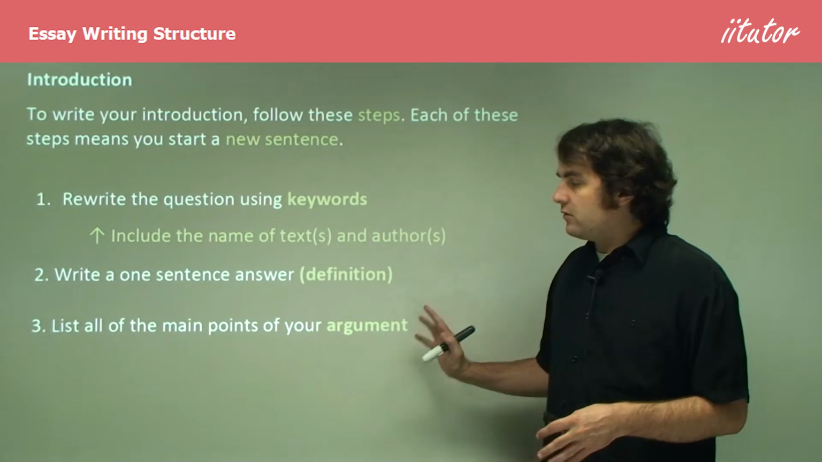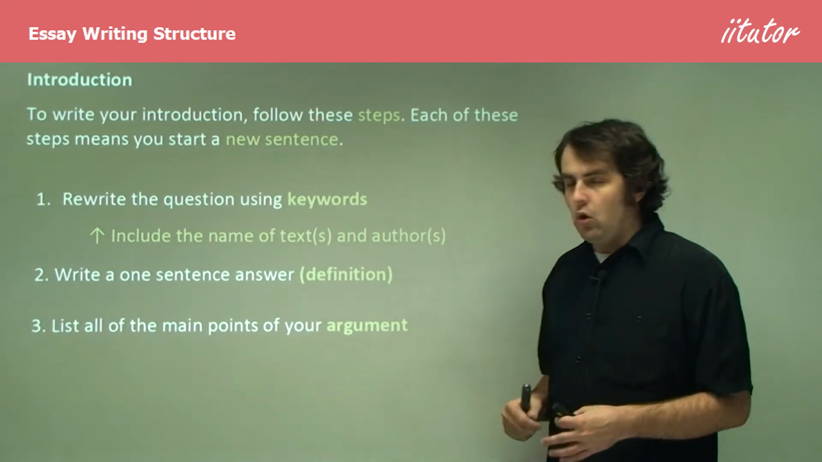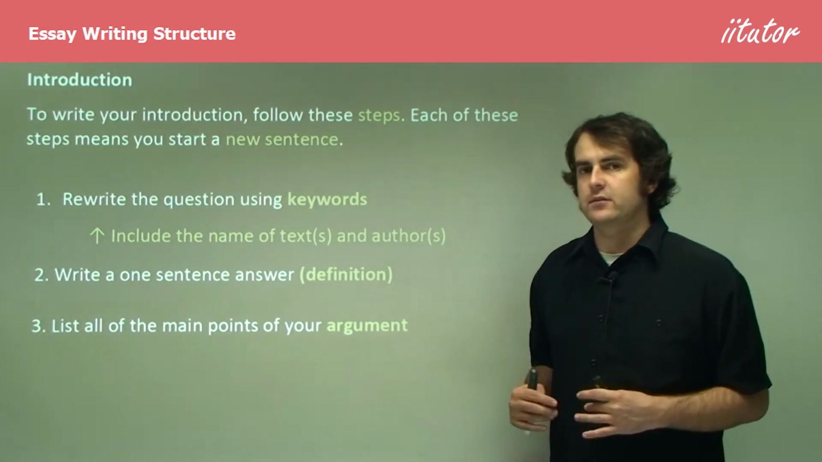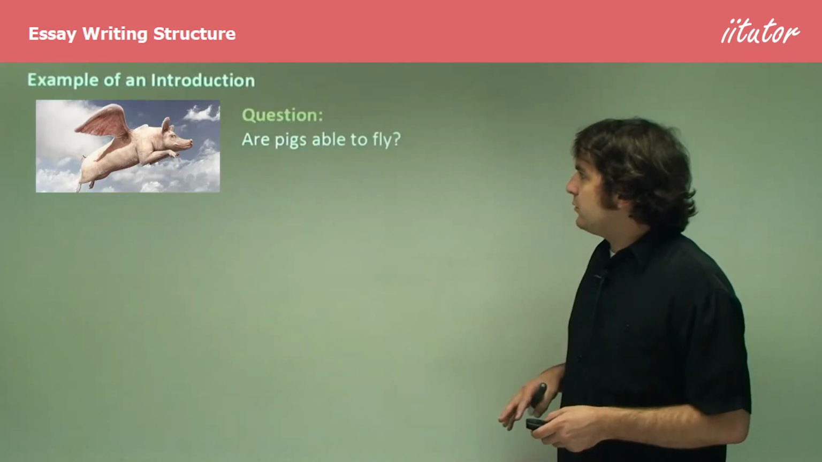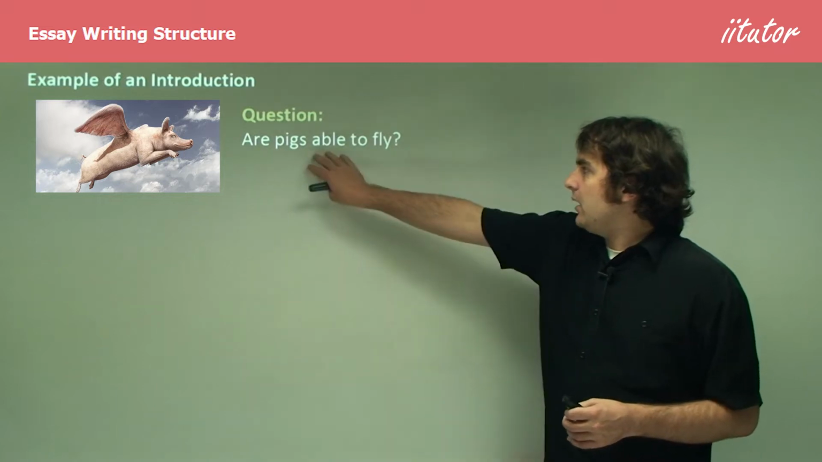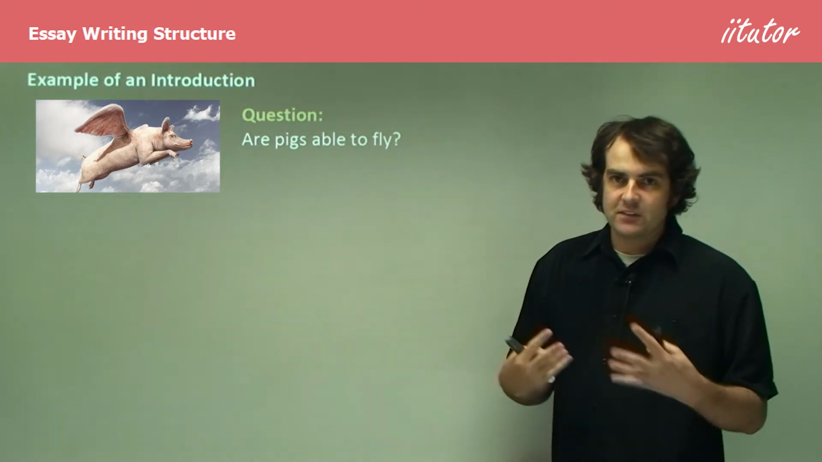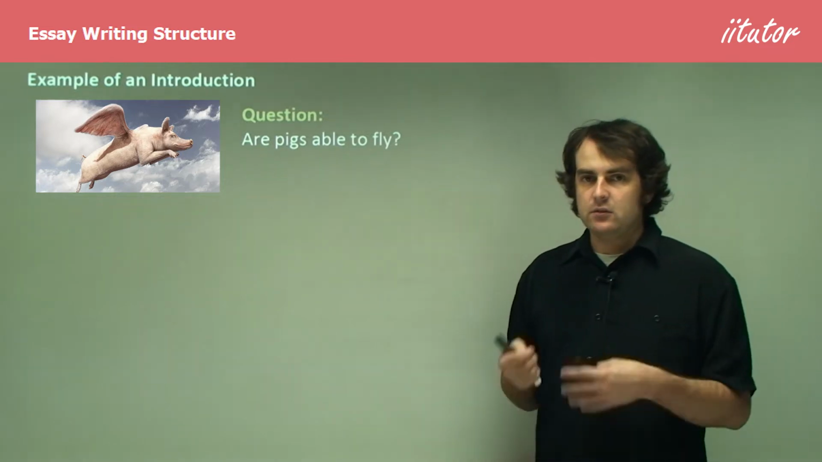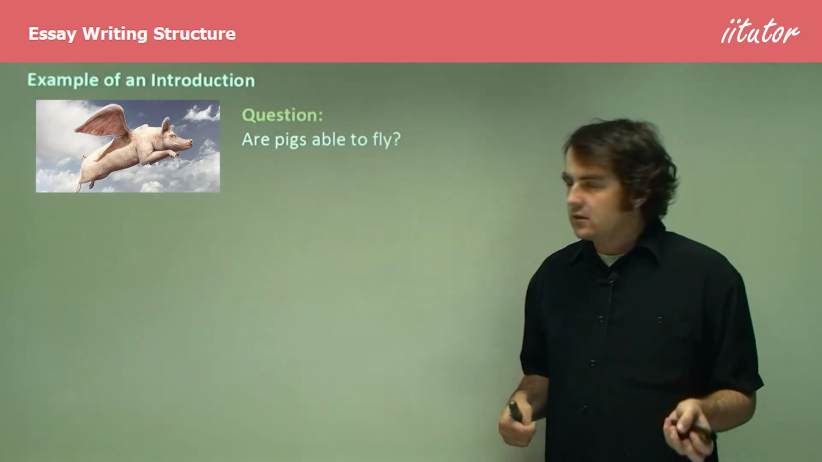You also, in your third step, need to list all of the main points of your argument. So what all your ideas are, what all your paragraphs are going to be about. We'll look at our example now. We've got a question here. Are pigs able to fly? Well, it's a bit of a silly question, but it's a question nonetheless. How do we answer this? How do we use our introduction to answer this question?